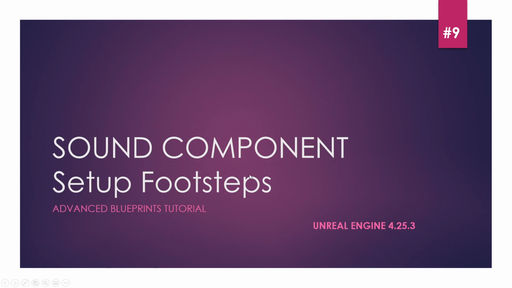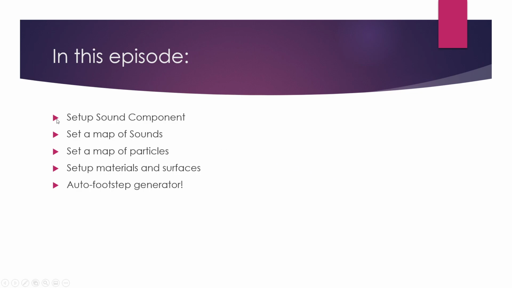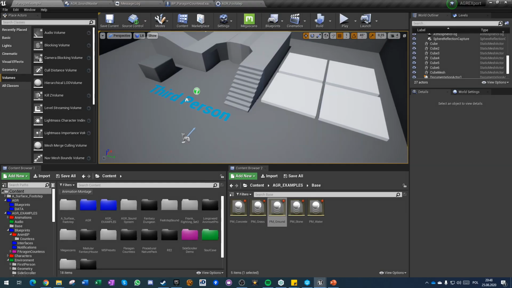So in this episode, we'll be talking about a sound component that I am making. It will be a very complex and big component. For now, it only processes the footsteps. I will show how to set up the component itself, set a map of sound, set a map of particles because it supports both sound and particles, and set materials and surfaces for this entire system to work. And I've done something for lazy people like me that doesn't require using animation notification for footsteps, as footsteps are being generated automatically.